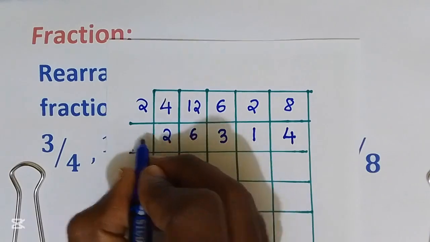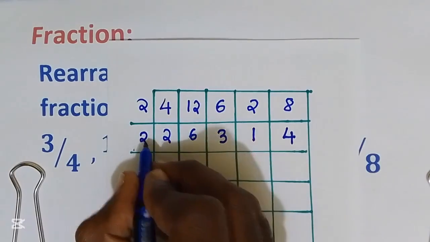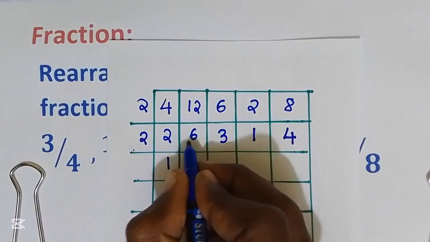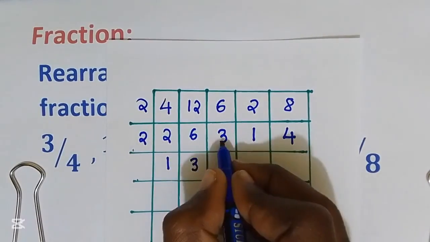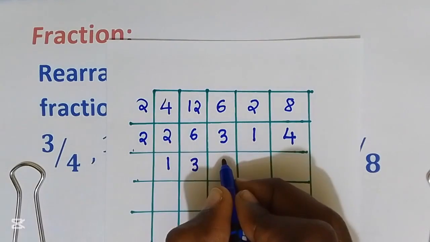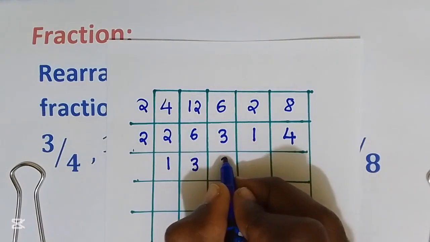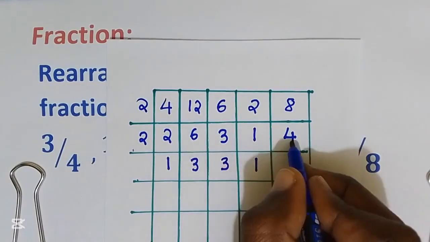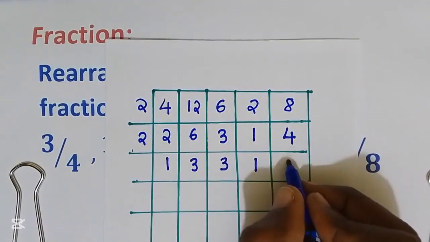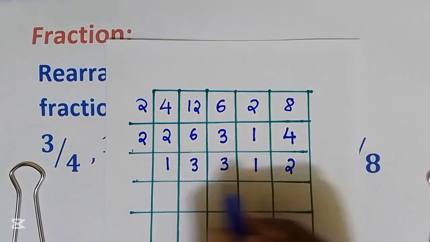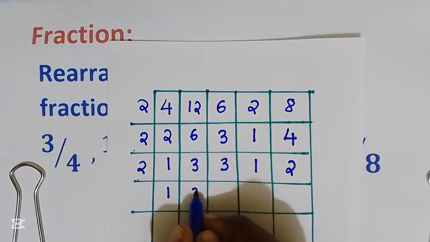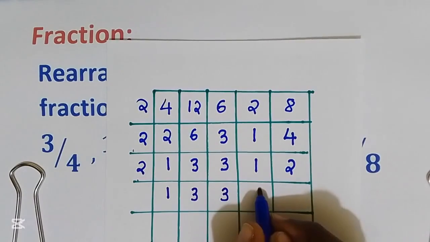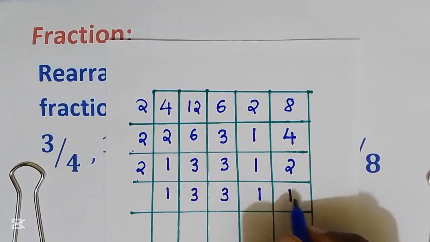Again, we are going to divide by 2. 2 divided by 2, we got 1. 6 divided by 2, it is 3. 3 divided by 2, impossible. We are going to drop 3. Here 1. 4 divided by 2, we got 2. Again, we are going to divide by 2. Here we got 1, 3, 3, 1. And here we are going to get 1.